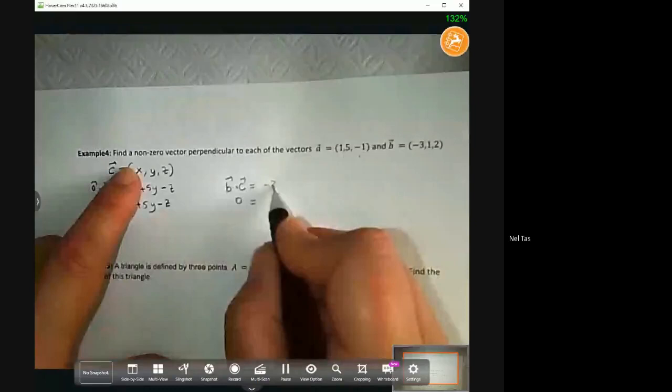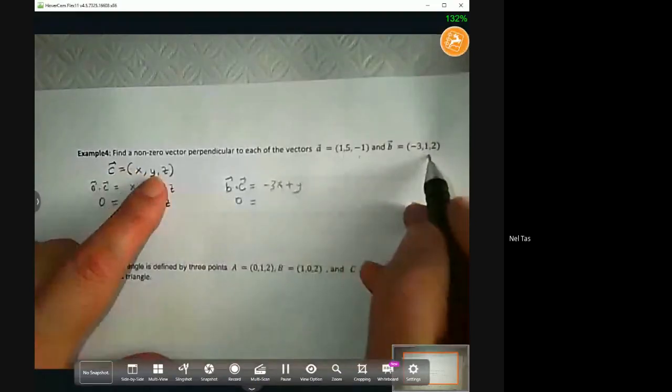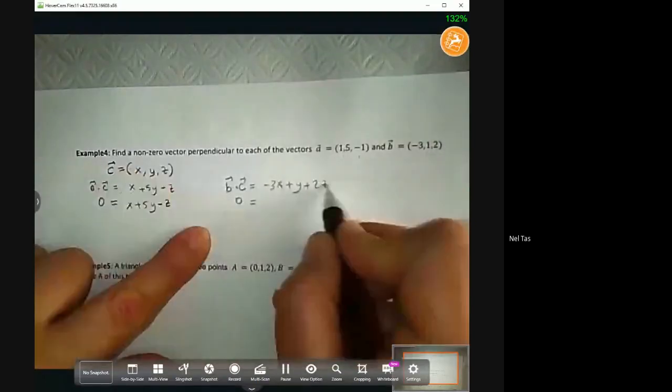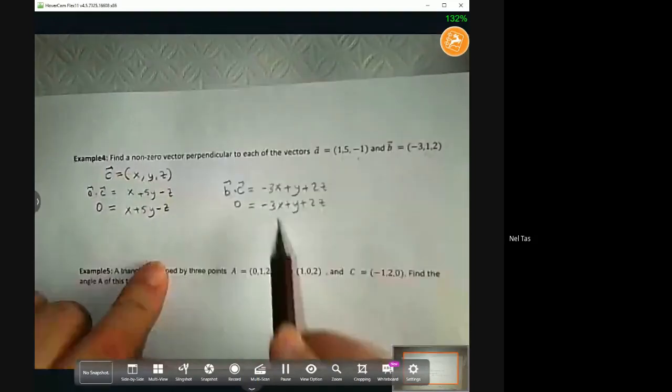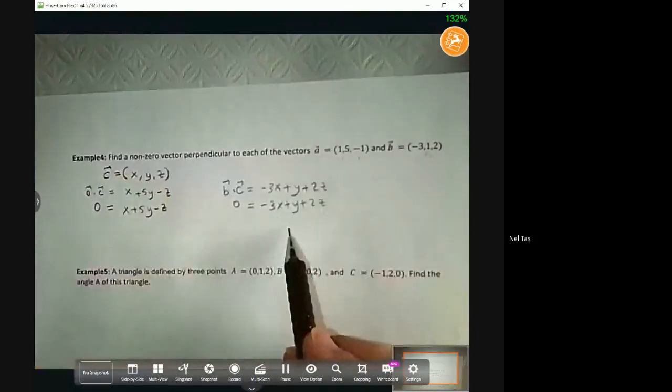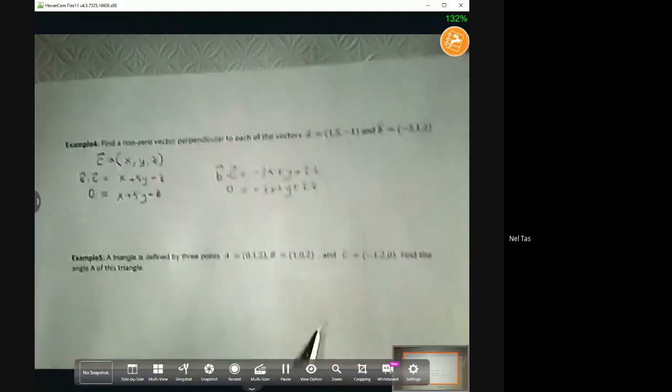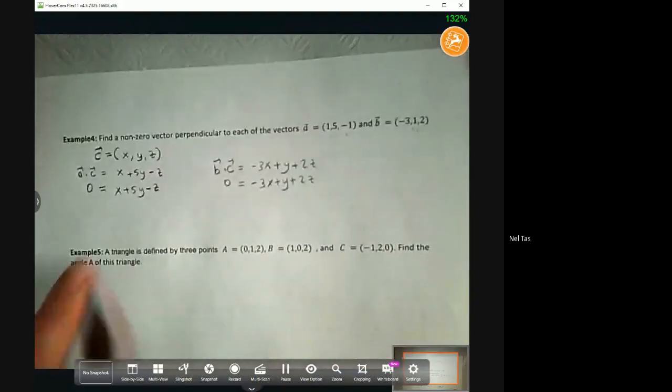Negative 3 times X, negative 3X. 1 times Y, plus Y. 2 times Z, plus 2Z. We have 3 unknowns, X, Y, Z, and 2 equations. Okay, so at the end, actually, we won't be able to solve for X, Y, and Z, but we can find the relation between those coordinates using these 2 equations. This is how we're going to do it.